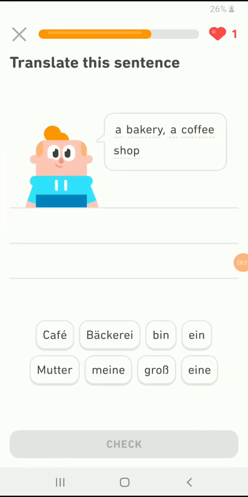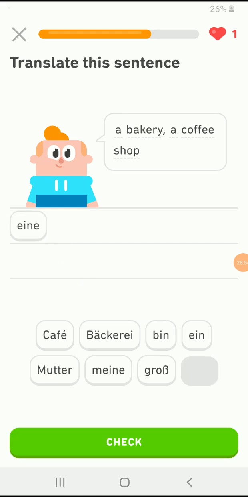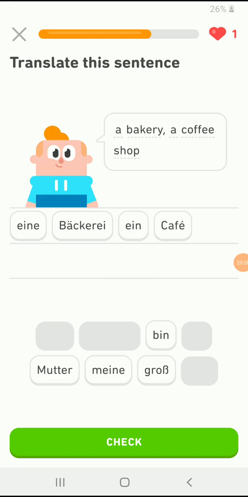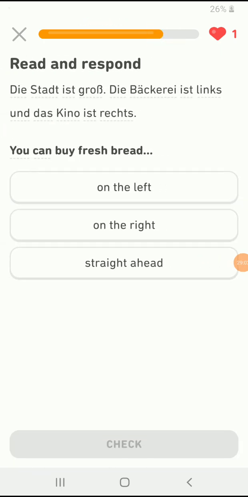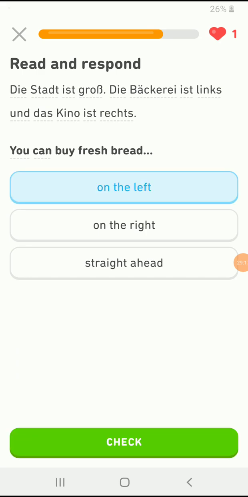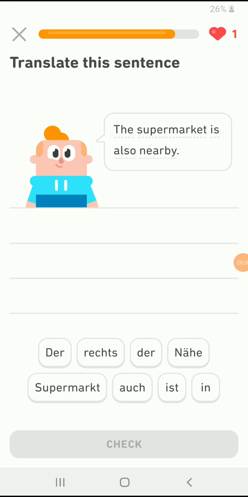And a bakery. So, eine Bäckerei. Ein Kaffee. And die Stadt ist groß. Die Bäckerei ist links und das Kino ist rechts. So you can buy fresh bread on the left. And I forgot how to say straight ahead, but over there it's gonna be da drüben, yeah? Da drüben.